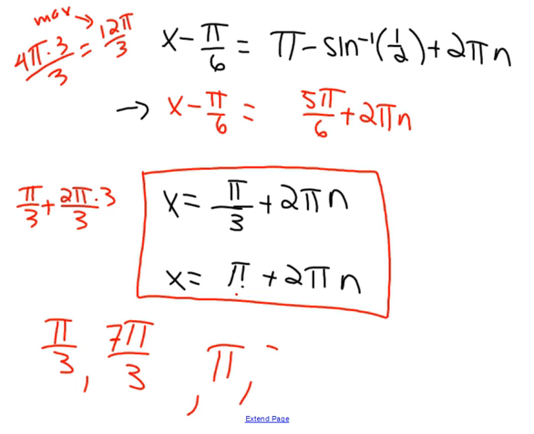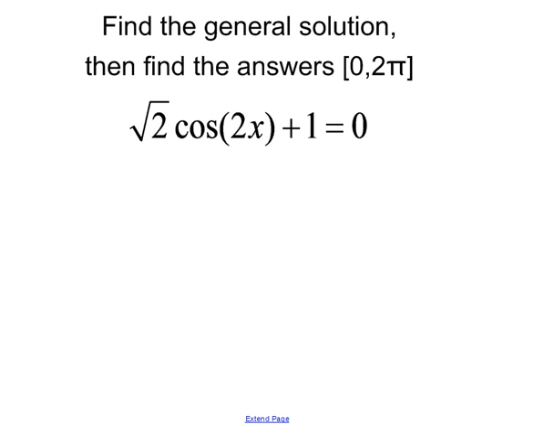Then I'm going to add 2 pi to that. 3 pi is underneath 4 pi. And if I add another 2 pi, I end up at 5 pi. Definitely too big. All right. So those are my solutions.